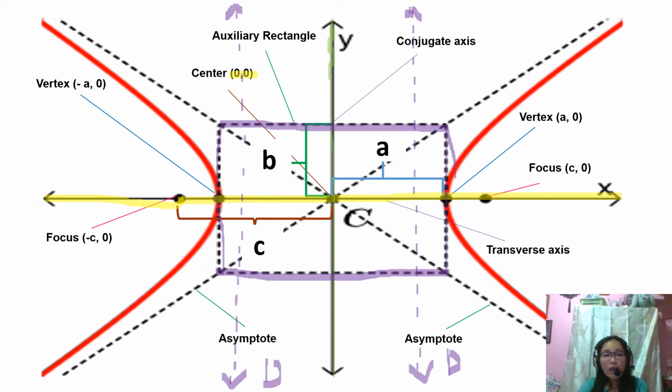But the basic parts are just your center, vertex, focus, transverse axis, conjugate axis, auxiliary rectangle, and the asymptote. Pakapin ang directrix because in some books it was also discussed. Okay?